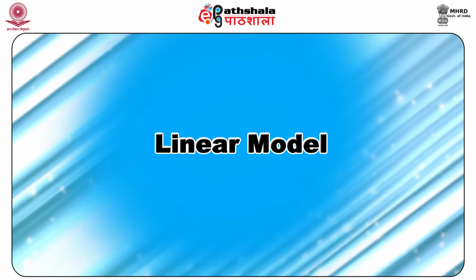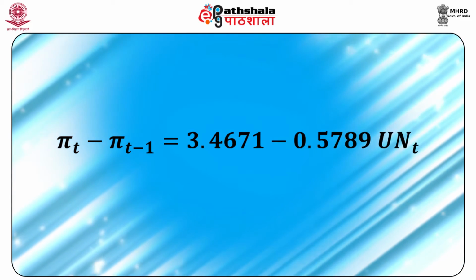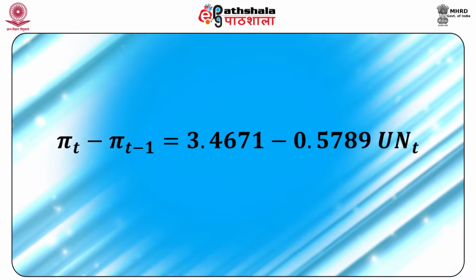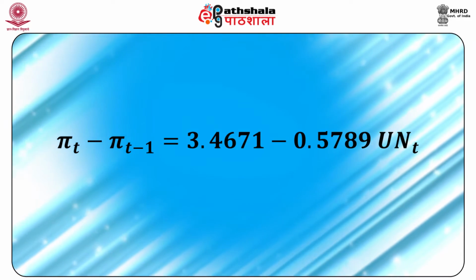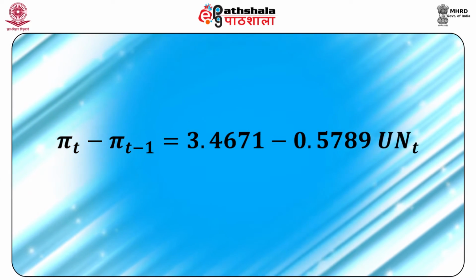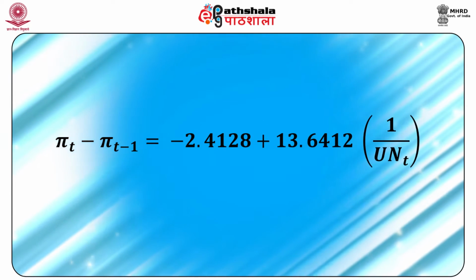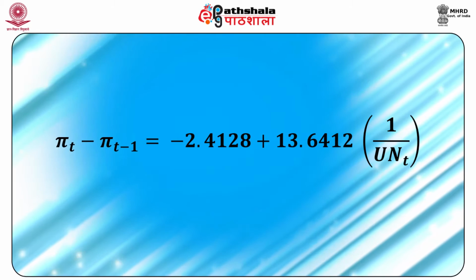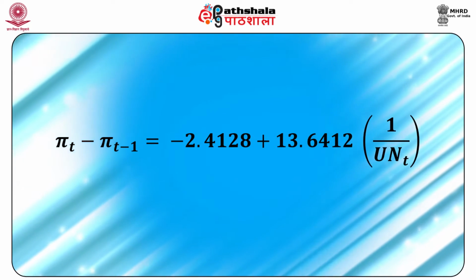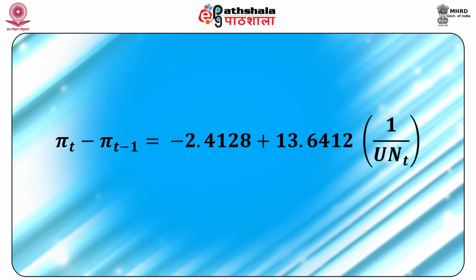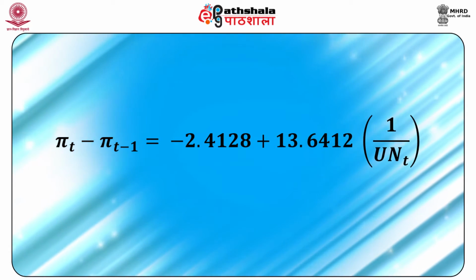In empirical studies, the relationship between inflation and unemployment can take either a linear regression model or a reciprocal model. If you define it by a linear model, then we may have pi t minus pi t minus 1 equal to 3.4671 minus 0.5789 unt. And in a reciprocal model, the estimated equation may come out to be pi t minus pi t minus 1 equal to minus 2.4128 plus 13.6412 into 1 upon unt.